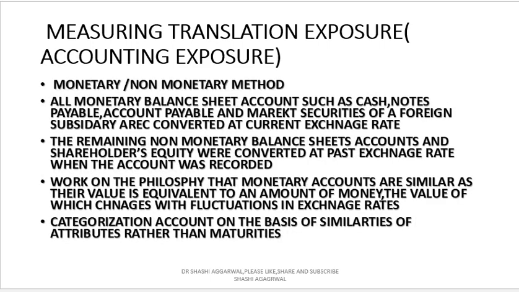The second method is the monetary and non-monetary method. All monetary balance sheet accounts such as cash, accounts receivable, accounts payable, and marketable securities have to be converted at the current exchange rate. The remaining non-monetary balance sheet items, including shareholders' equity, are converted at the past exchange rate when the account was recorded. That works on the philosophy that monetary accounts are similar, as their value is equivalent to an amount of money, the value of which changes with the fluctuation in exchange rate. Here the categorization of accounts is on the basis of similarity, not on the basis of maturity.